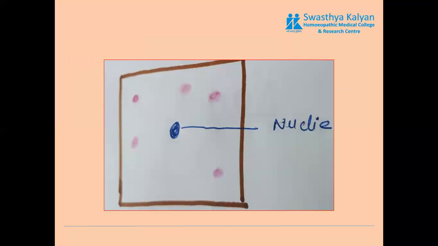So here is the diagram. We can see endocrine gland, they have cells with the nuclei. In this diagram you can clearly see these are the cells, endocrinal cells along with the nuclei.